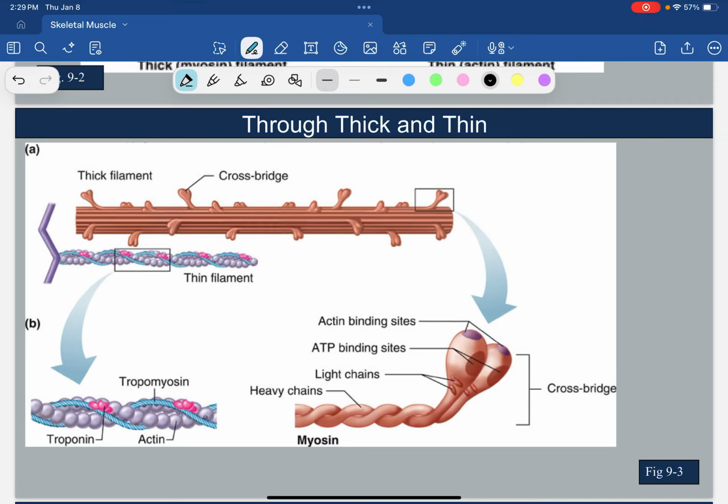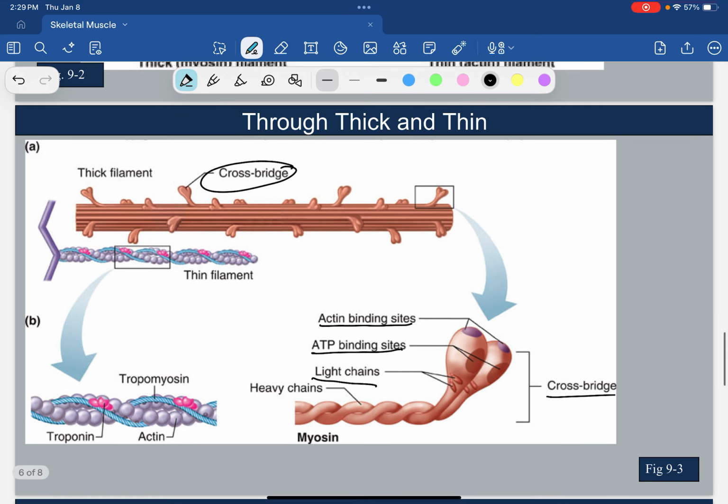Alright, so today we're talking about our cross bridge cycling. So this is our cross bridge. It has our actin binding sites at the top, our ATP binding sites right here on the sides, and then our light chains. And these are our heavy chains.